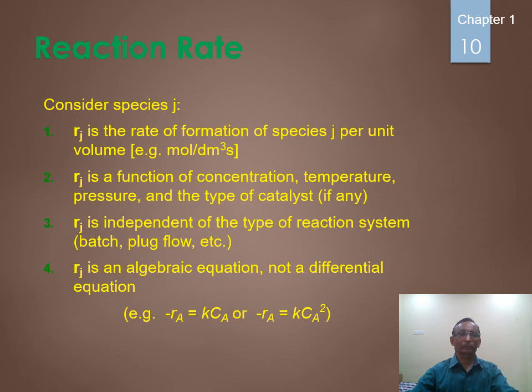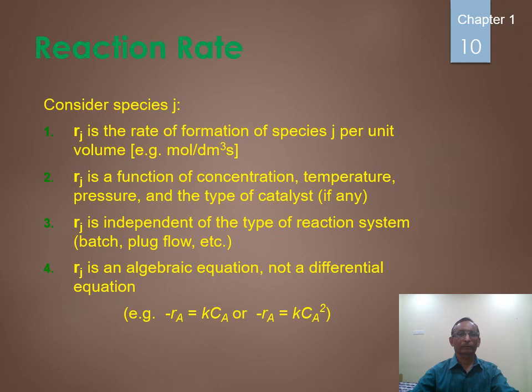Reaction rate, the way you are discussed, it is summarized here by considering species J. In place of A, it is mentioned as J. You can write down A also as per your convenience. Fogler has used the J symbol. And this symbol you are going to use in the mass balance equation to define the design equations of the reactors.